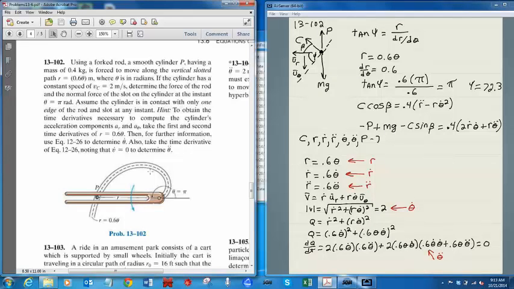I have my r, I have my r double dot, I've got the theta dot, I have the r dot, the theta dot. So I have all of these numbers, so I can get the right hand side completely. I've got the beta, so it's 90 minus 72. So beta is 90 minus 72.3. So I know the beta.